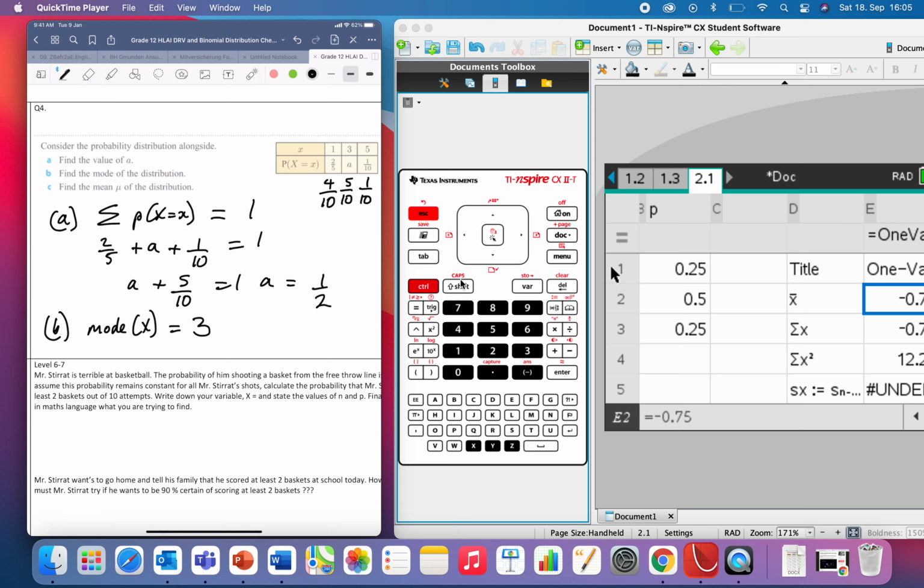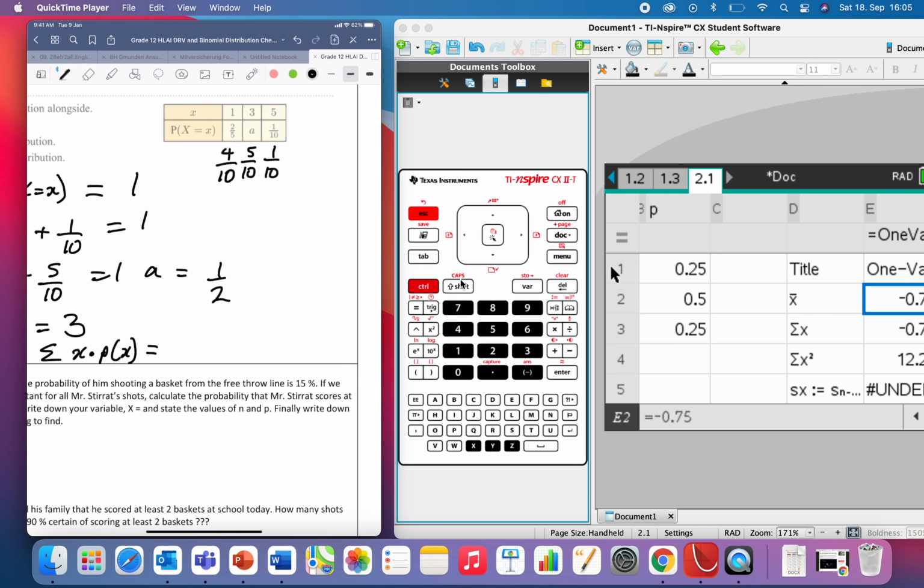And then the mean mu. The mean mu, you can use this formula: the sum of all the x's times the probability. It'd be quite easy to work out just by hand, but we could use the calculator as well. Let's do it both ways.